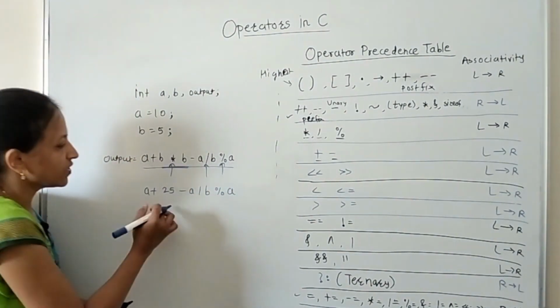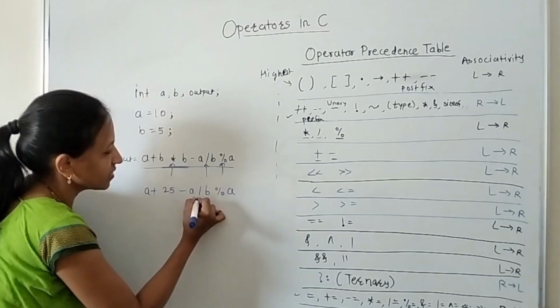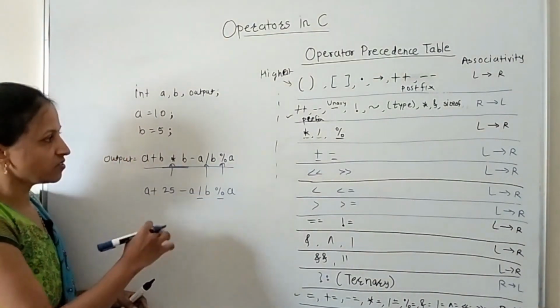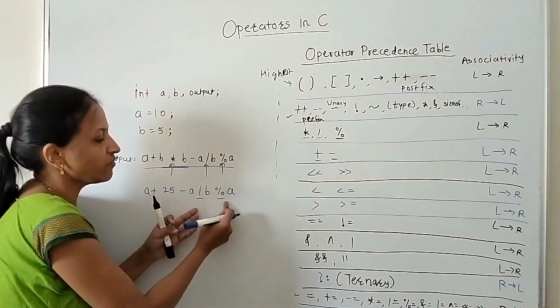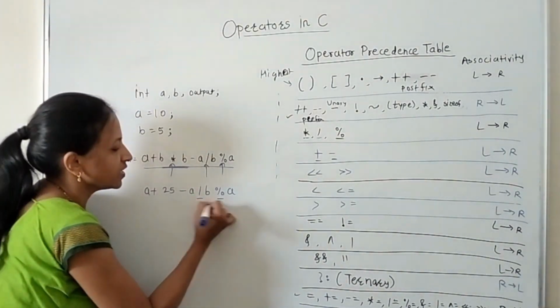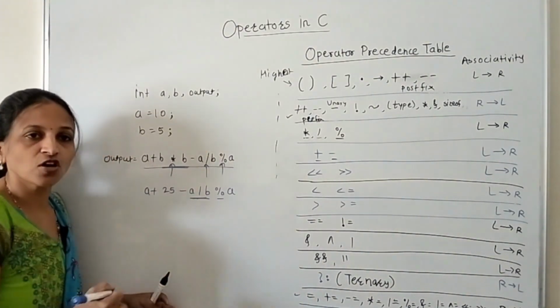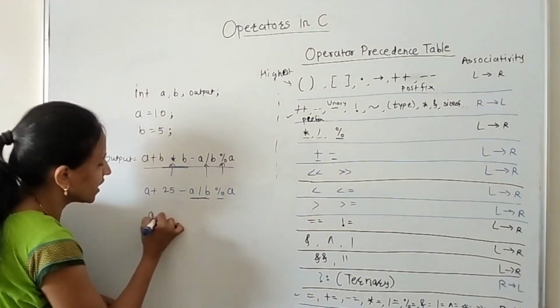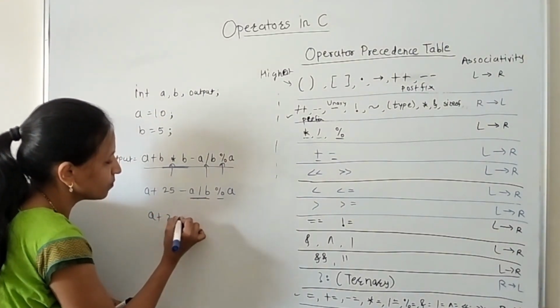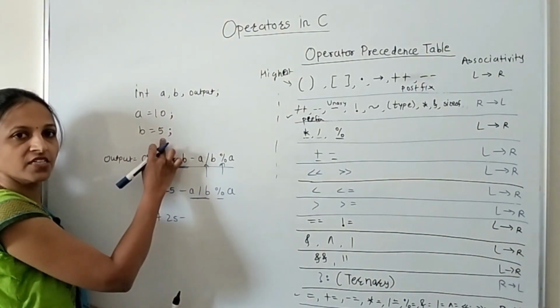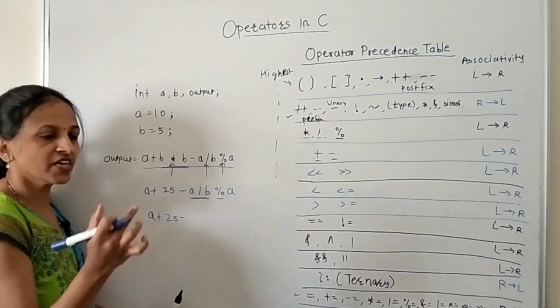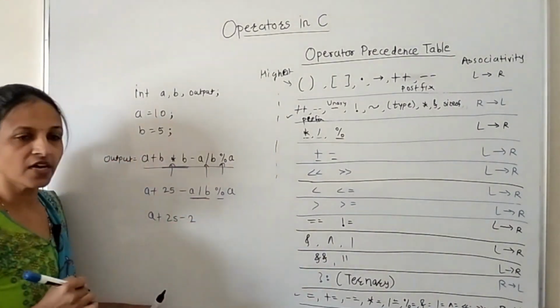Now which operators are remaining? This one and this one. Again these have the same precedence, same priority, so again we have to move from left to right. That's why this should get resolved first. Now see here, a plus 25 minus, now a divided by b. a is 10, b is 5, so 10 divided by 5 we will get 2. That will be the answer here.